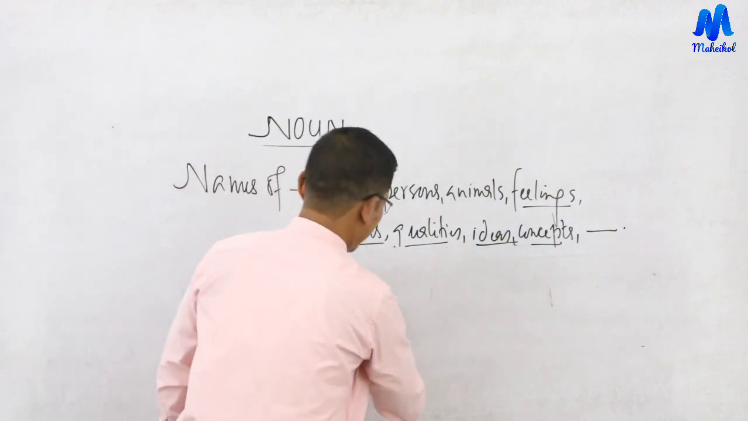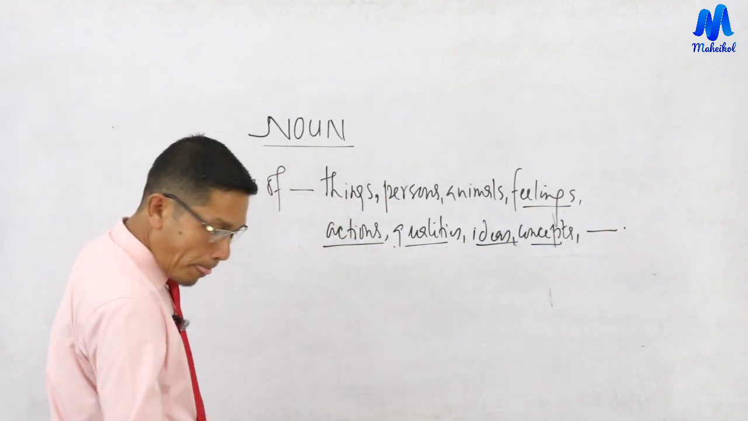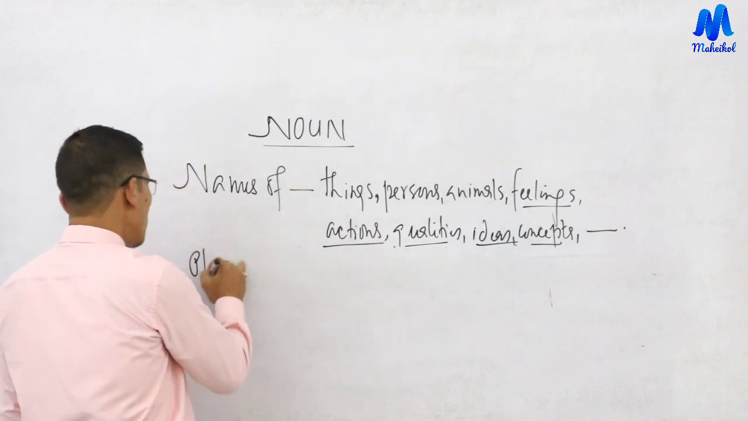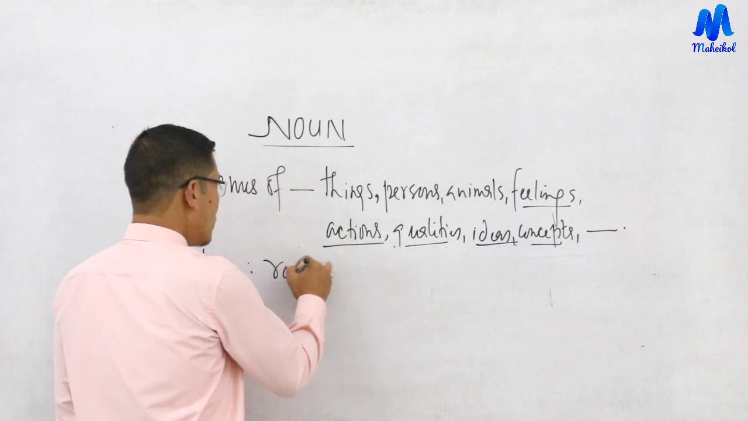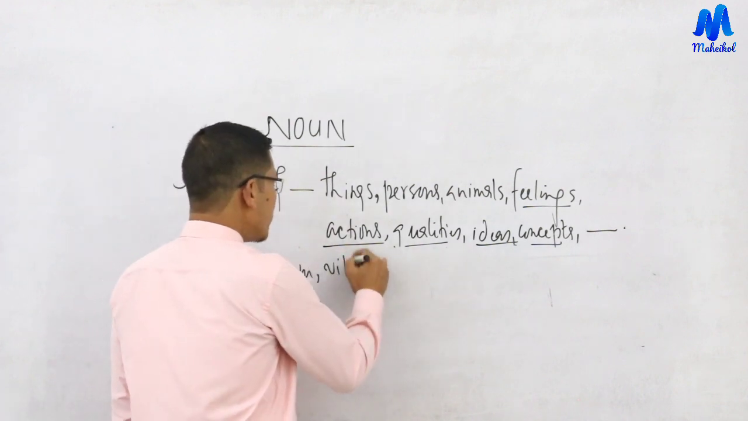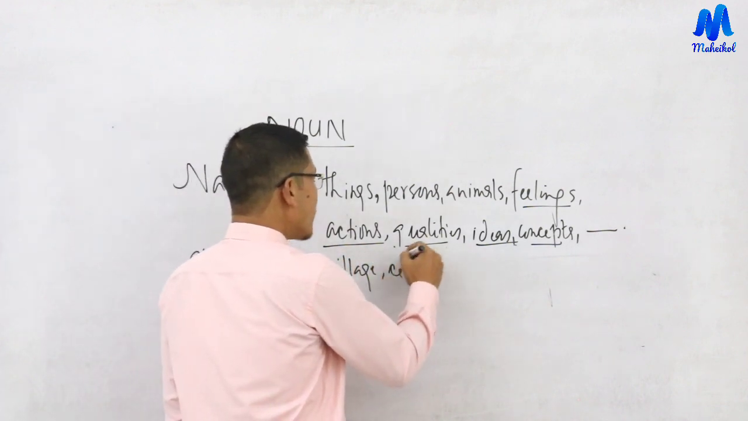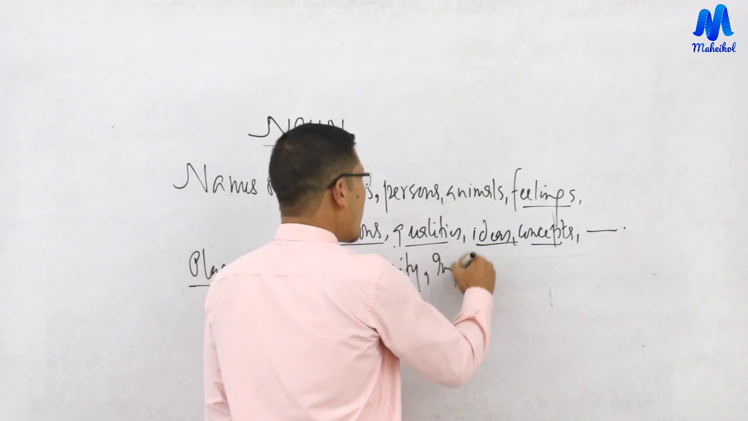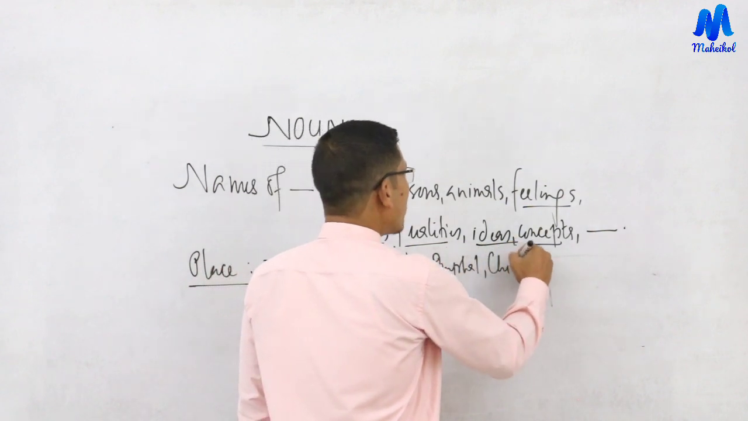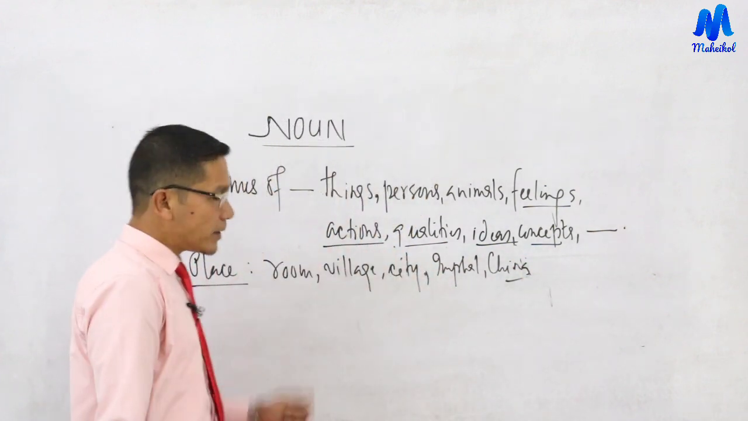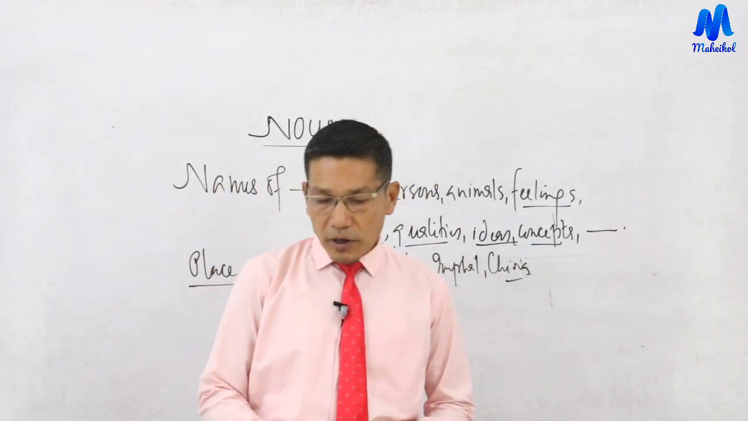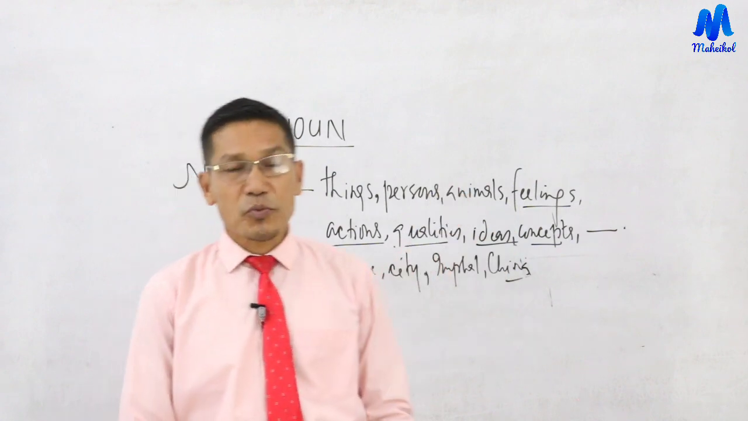Things, a place. Room. Village. City. Imphal. China. These are all places. So all the places, they also come under this parts of speech, noun.